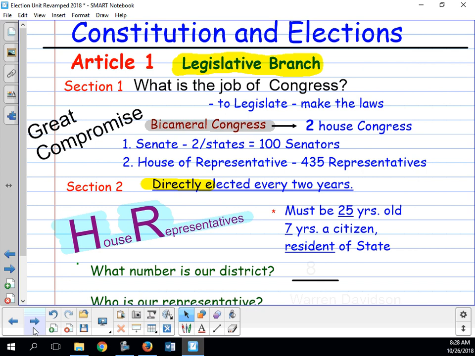Okay, most of you are done. I'm going to continue on here. Okay, so Section 1, we know the job of Congress is to legislate, to make the laws. Legislate is just another word for saying to make the law. Okay, so the Great Compromise then said how they were going to accomplish this task, to legislate.